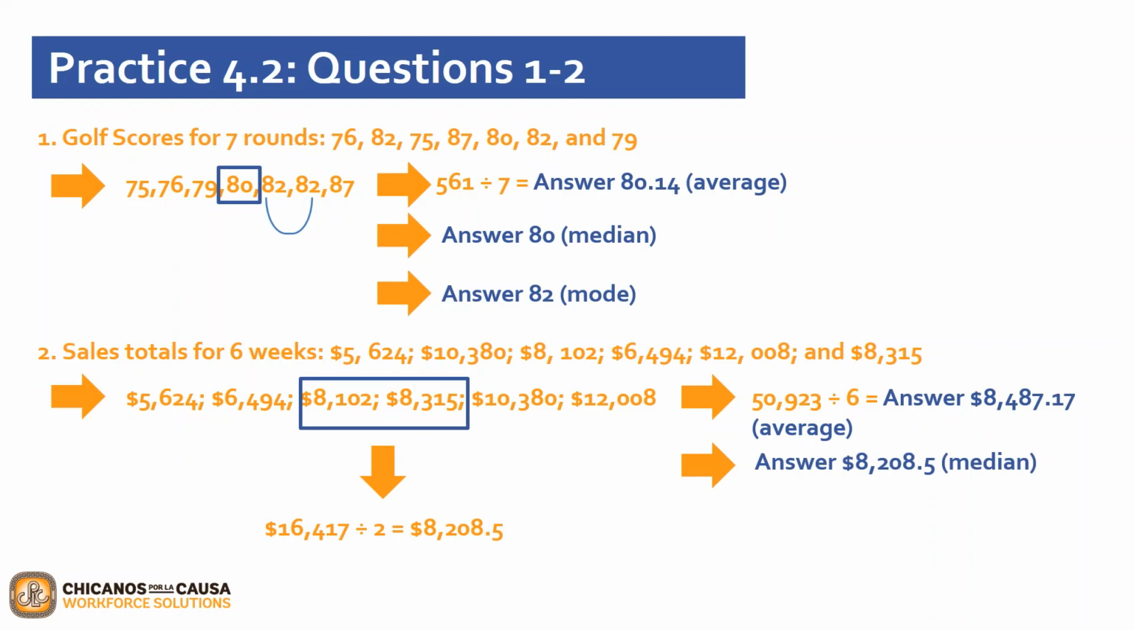Now, just visually looking at the sales totals, we can see that they're all different. There's not one sales total that is repeated more than once. So that means that the answer for the mode is none, since we do not have a particular sales total that's repeated.